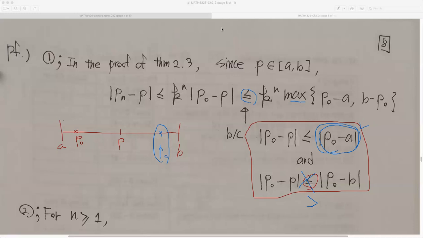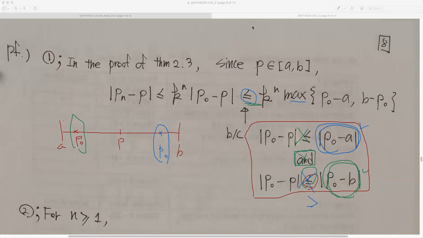Now, what about if P0 is right there? Give me a second. So P0 is right there. Then this is not true, but that's true. Okay. Then choose the maximum. Then the maximum of P0 minus A and B minus P0 is going to be this. Okay. So we choose this one. So that inequality must be satisfied. It's either one. So maybe that is what caused you to misunderstand this one. Maybe not, but just think about two cases.